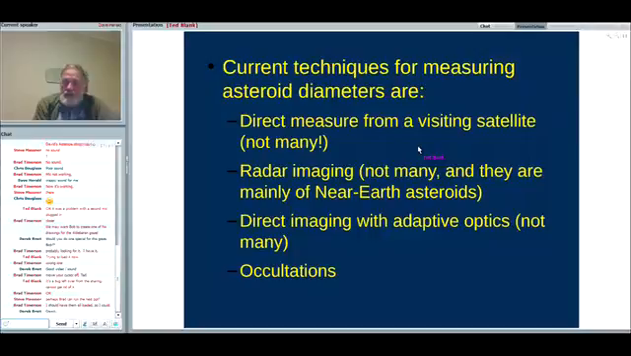There's not many of those, and mainly of near-Earth asteroids, so you've got a bounce signal strong enough to detect it. You need a pretty decent signal to come back because you're looking for the spatial pattern that comes back in the signal. Then you can do direct imaging with adaptive optics. Need a large telescope and the right circumstances, and there aren't many of those done. And then the final technique is occultations, which is what we do. Next slide.